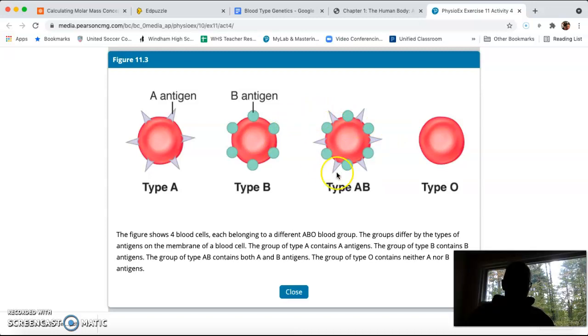If you have type AB blood, that means you have both of those antigens, both A and B, on the surface of your red blood cells, which means you would get both dominant alleles. And if you have type O blood, like I do, then that means that you would have no antigens on the surface of your red blood cells because you would receive both recessive alleles. But back to the genetics.